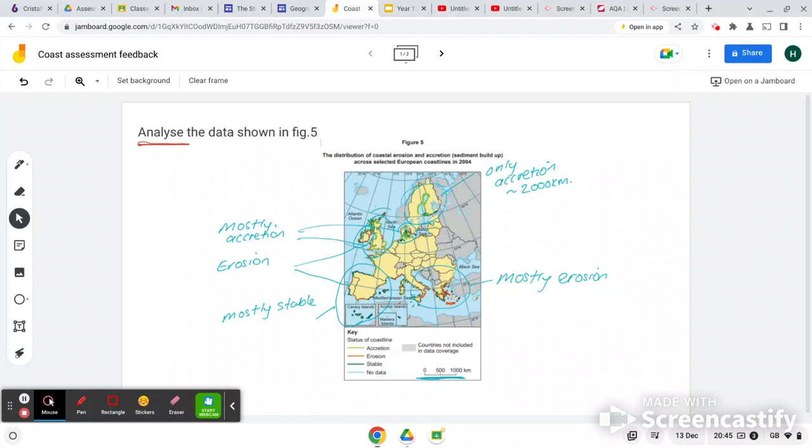I could also say that sheltered areas are where we have mostly accretion, so between Sweden and Finland. Again, I'm not explaining why there is accretion here. I'm just identifying that this is a sheltered area. Another sheltered area where we've got mostly accretion would be between England and France, through there on the English Channel. We can also look for anomalies. Not all sheltered areas are experiencing just accretion. On the east coast of Italy, although this is a fairly sheltered area, we do have some erosion occurring as well.